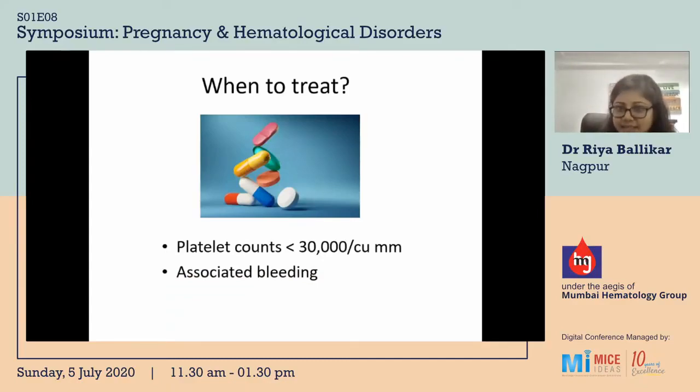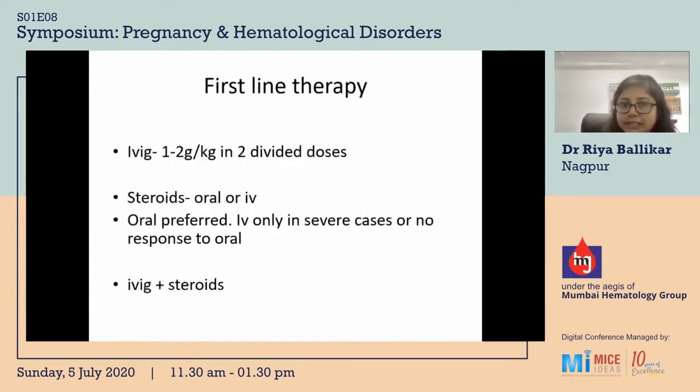Any associated bleeding, and important is planned intervention or delivery. Suppose I want to do some procedure on the lady, like CVS. This is something I would really, really avoid. But if it's needed, or when I am contemplating delivery, the lady is near term, that is when I would typically treat this patient and keep a platelet more than 50,000.